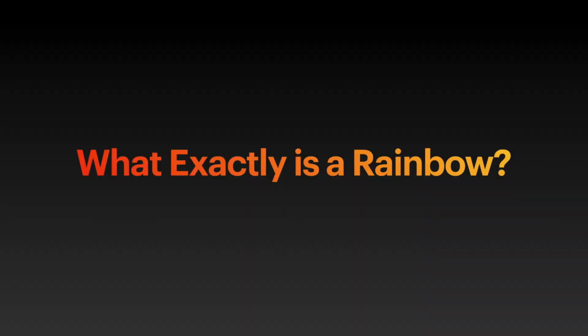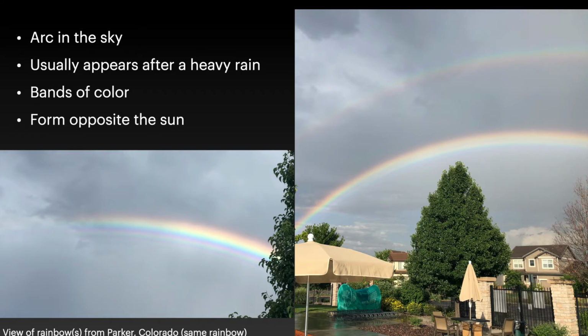What exactly is a rainbow? I'm confident 100% of you know what a rainbow is. It's an arc that forms in the sky, usually after a rainstorm. They are arched bands of color, in short. They always form opposite the sun. Next, how do rainbows form?